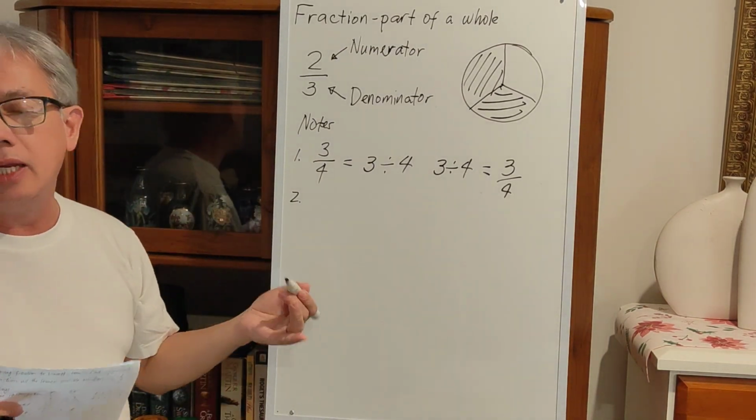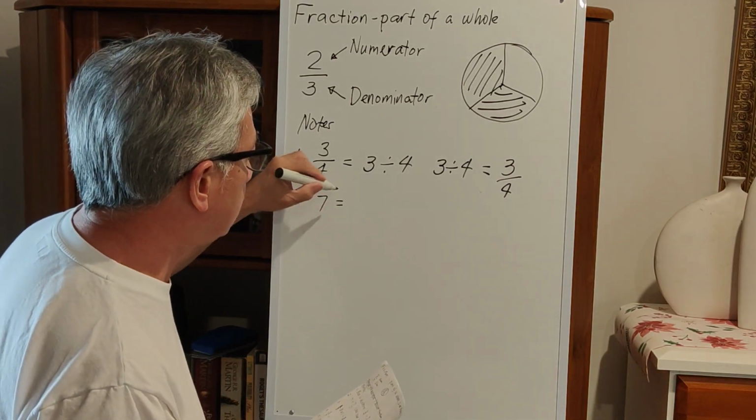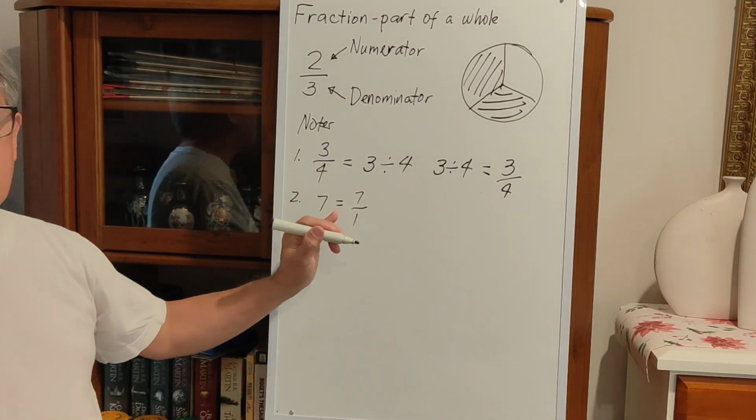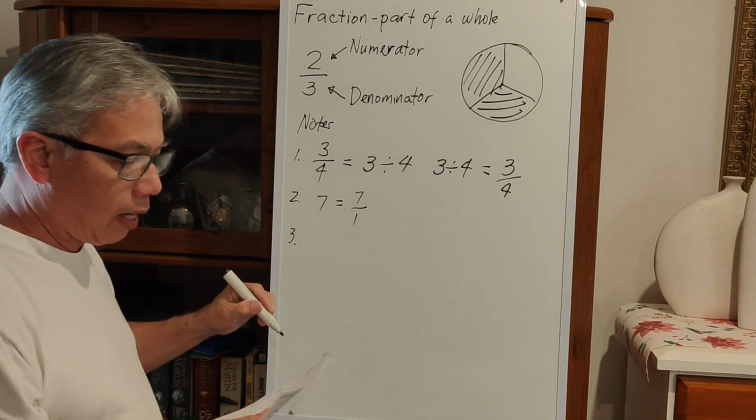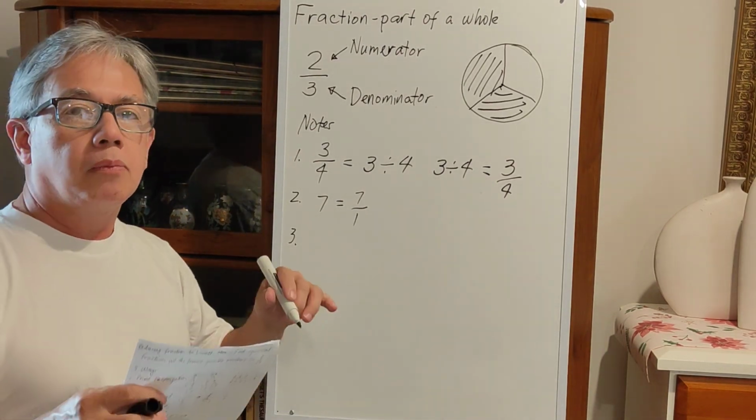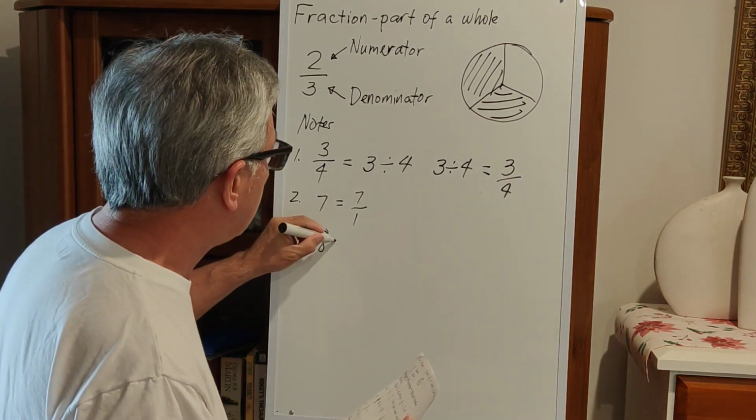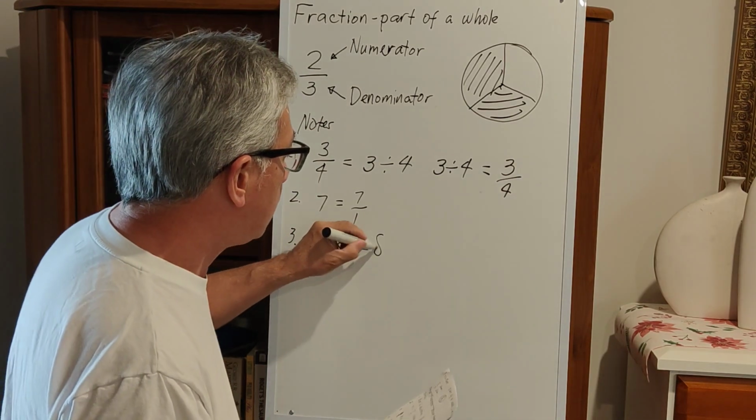Number 2 on the notes, we can make any whole number into a fraction. Like for example, we have 7. We can rewrite it as 7/1 and make it like a fraction. Number 3, any number, we can multiply it by 1 and it's still the same number. Like 8, we can make 8 times 1 and then it would still be 8.